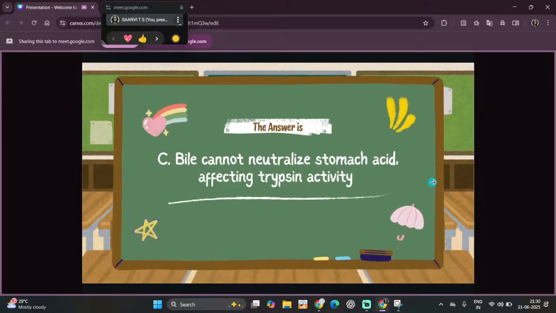Okay, so the correct answer is C. Bile cannot neutralize stomach acid, affecting trypsin activity.